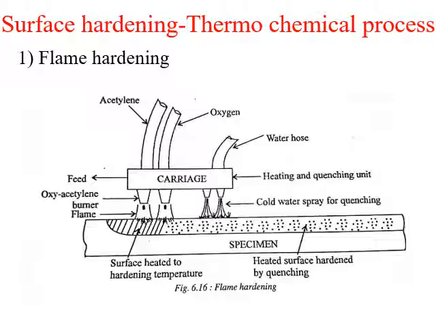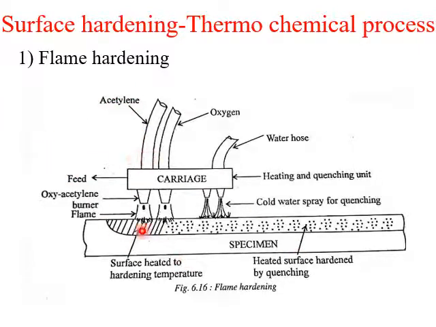So, moving on with the second category, that is the thermochemical process. Here we have the first method as a thermal process itself, which we call flame hardening, where the surface is heated and quenched simultaneously to get a hardened surface on the steel specimen. The pictorial representation of flame hardening looks like this.